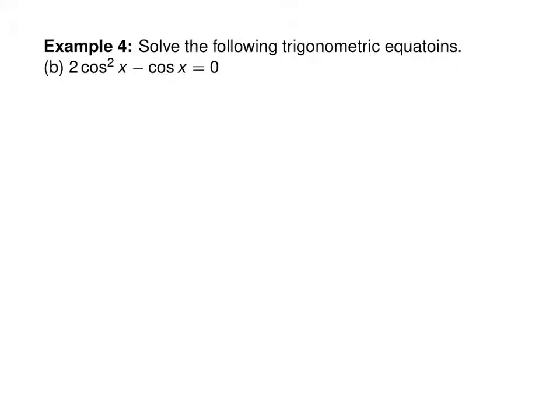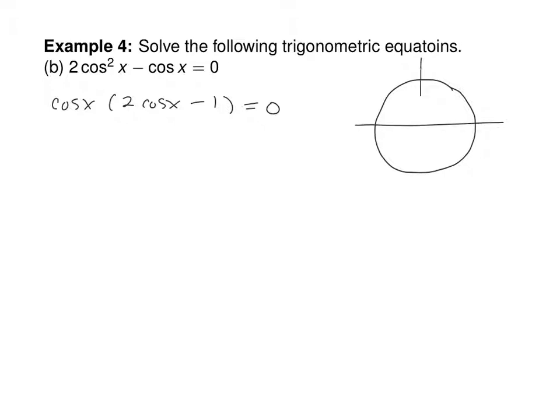This one's pretty similar, right? So what's the first thing you do? Take out cosine x. You got cosine x times (2 cosine x minus 1) equals 0. So first thing, cosine x equals 0. Second thing is 2 cosine x minus 1 equals 0.